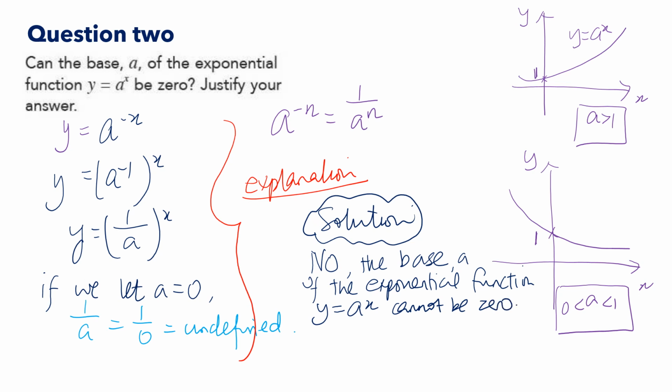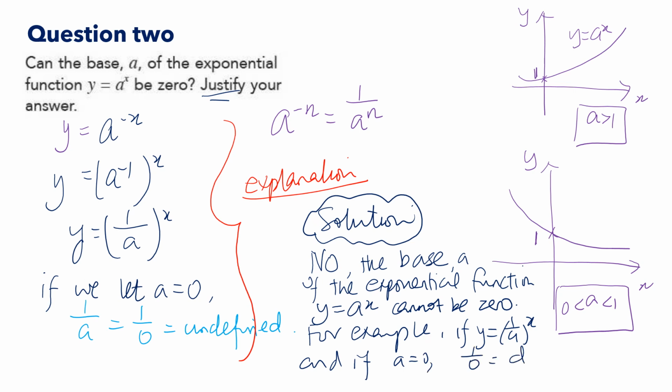So the next thing is justify your answer, so you just give an example. For example, if we have y equals 1 over a to the power of x, and if a is equal to 0, 1 over 0 is undefined, and hence the curve does not exist.